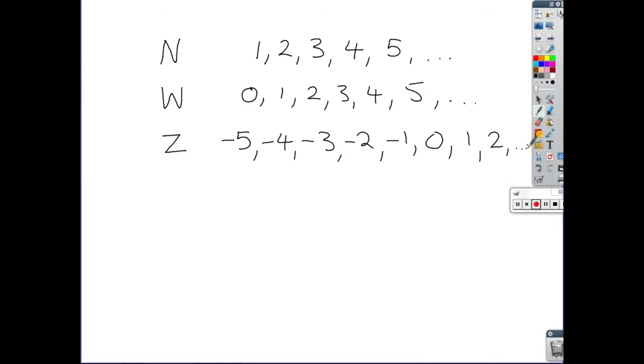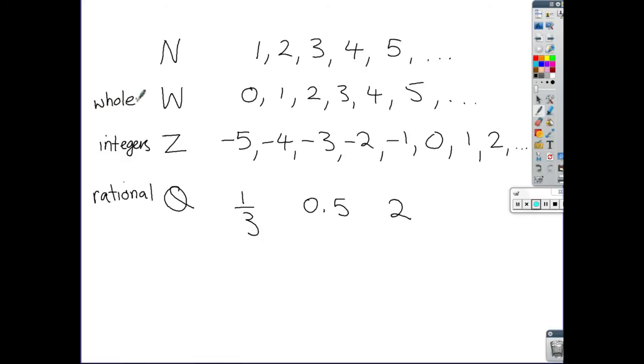Rational numbers are any number which can be written as a fraction. For example, 1/3 is a rational number, or 0.5 is a rational number, or 2 is a rational number. Q is used to express a set of rational numbers. Rational, integers, whole numbers, natural numbers. These are all very common sets in maths.